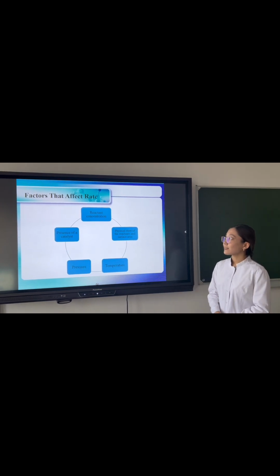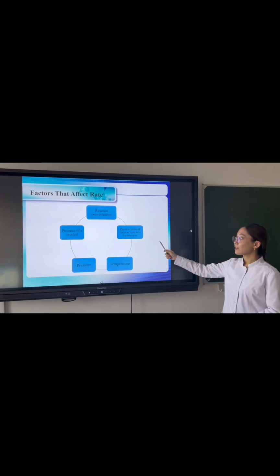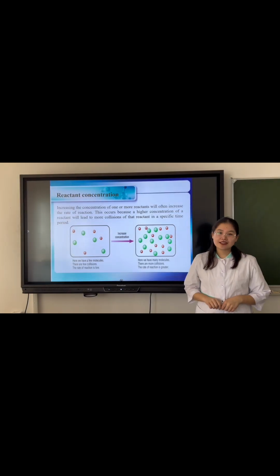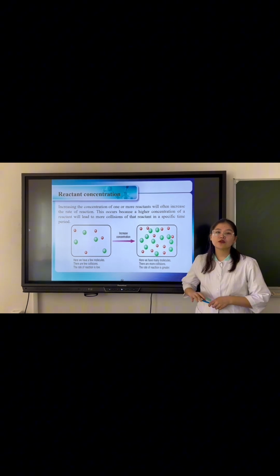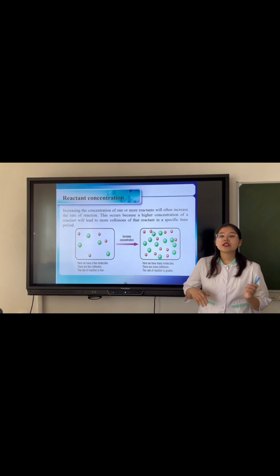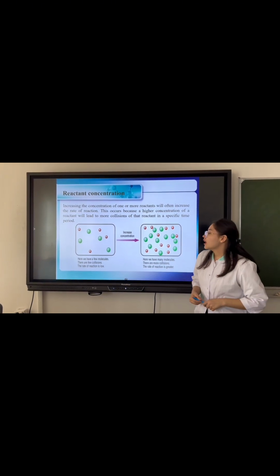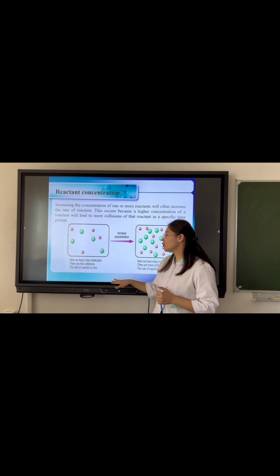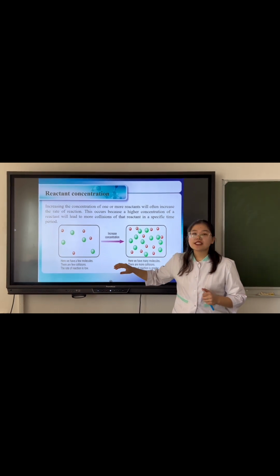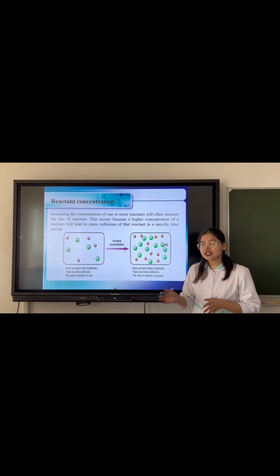And factors that affect rate: reactants concentration, physical state of the reactants and the surface area, temperature, pressure, and the presence of a catalyst. Reactant concentration. Increasing the concentration of one or more reactants will often increase the rate of reaction. This occurs because a higher concentration of a reactant will lead to more collisions of that reactant in a specific time period. Here we have few molecules, so there are few collisions and the rate of reaction is low. If we increase the concentration, we have many molecules that have more collisions and the rate of reaction is great.